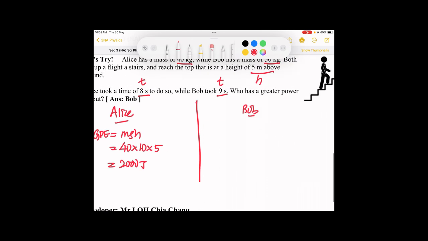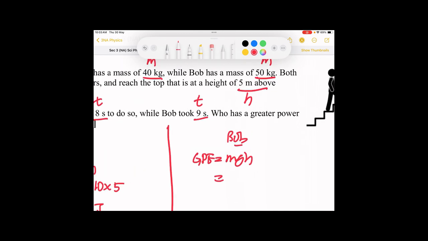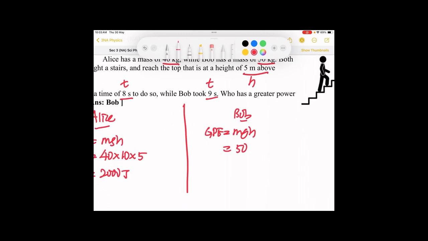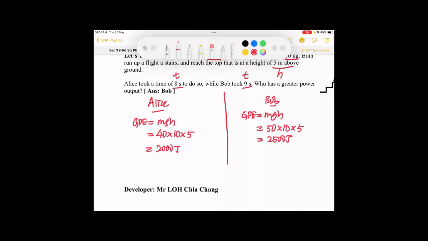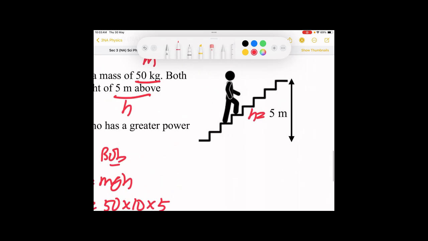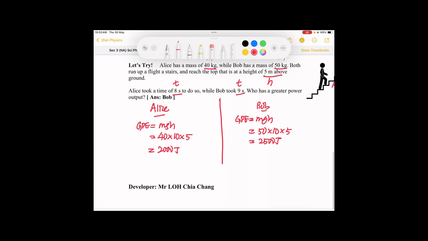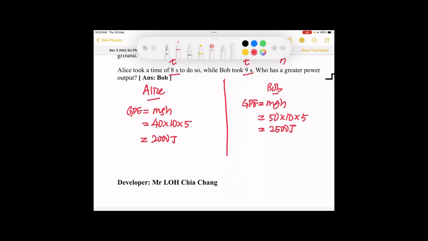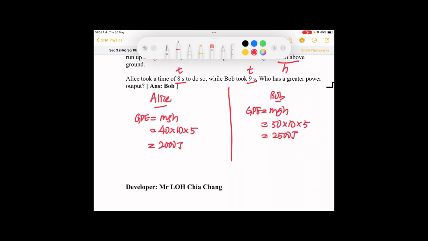Alright, now we do the GPE for Bob first before we continue to find the power. GPE is mgh. Bob has a mass of 50 multiplied by 10 multiplied by the same height of 5, and that gives you 2500 joules. Because Bob is heavier, to climb the same amount of height, Bob requires more energy, and of course he has gained more energy in the gravitational potential store.